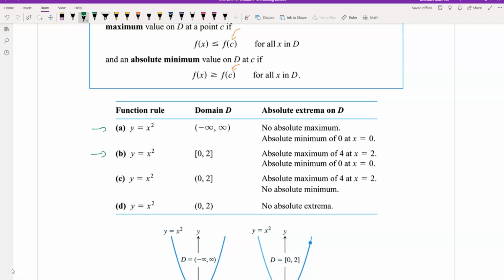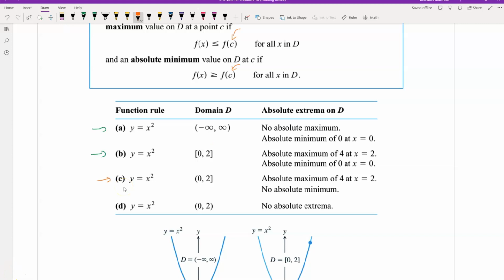And the next one, y equal to x squared. Here, the domain is the closed interval [0, 2]. So in that case, we have an absolute maximum of 4 at x equal to 2. So using this point 2, here we have 2 squared and y is equal to 4. So that is the absolute maximum. And the absolute minimum is when x is 0. So using 0, here on that part, 0 squared, and the answer for y is 0. So the absolute minimum is 0 when x is equal to 0.